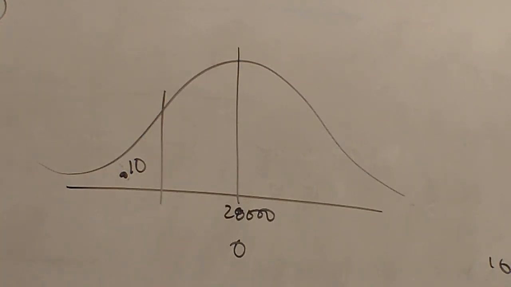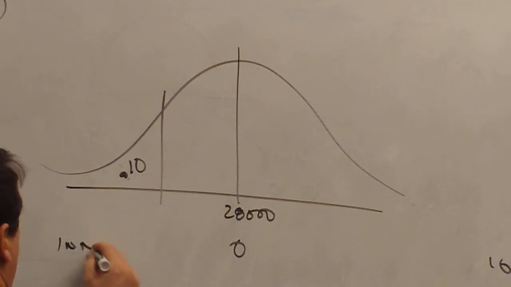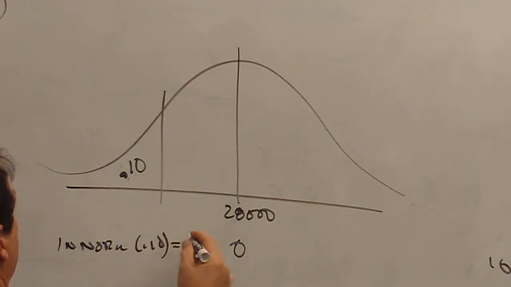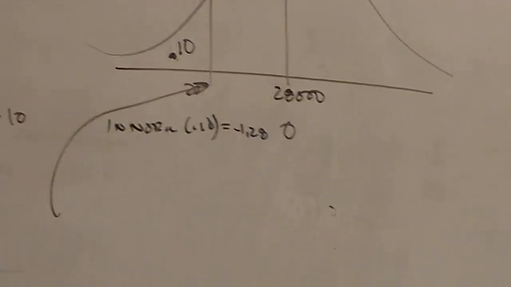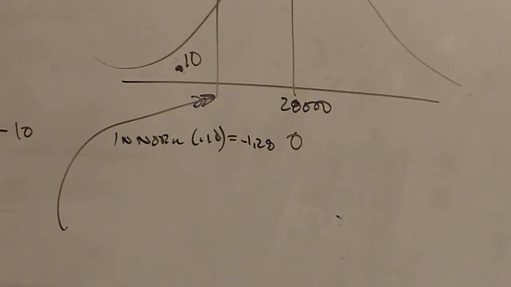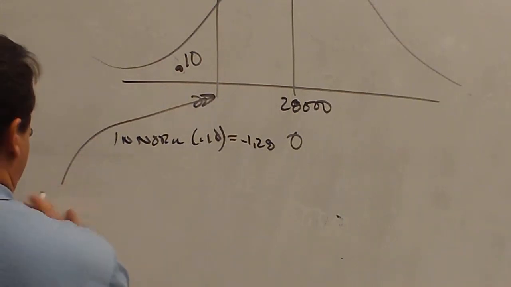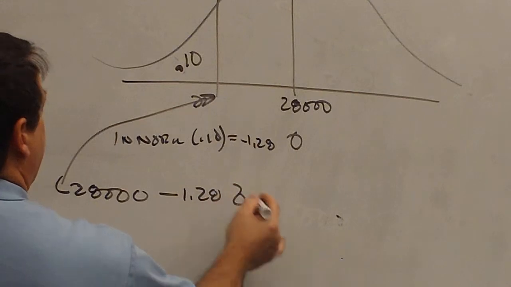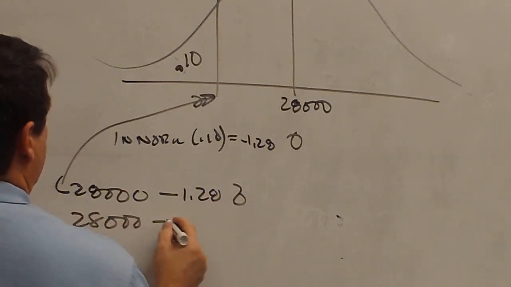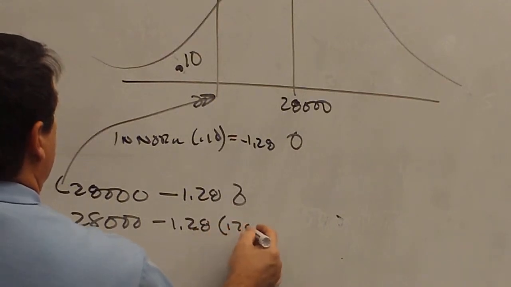How do we find the z-score for an area of 10% to the left? Inverse norm. Find it by inverse norm of 0.10. And that value is what? Negative 1.28. So what does that mean? 1.28 standard deviations below the mean. So in this case, that would be 28,000 minus 1.28 standard deviations: 28,000 minus 1.28 times 1,700.